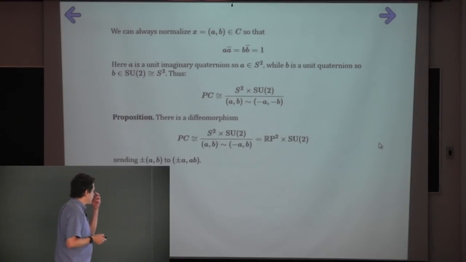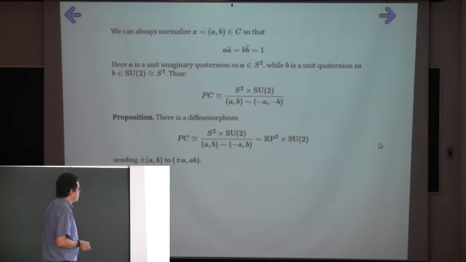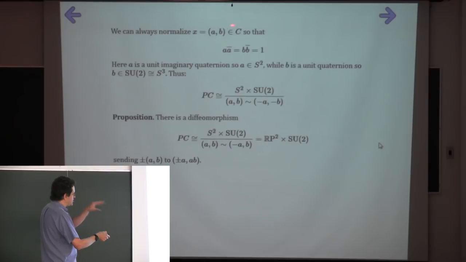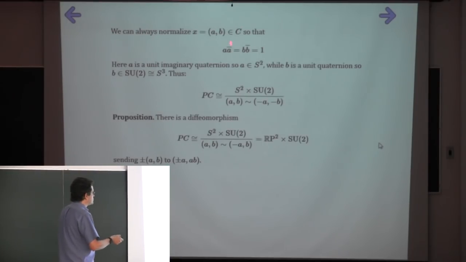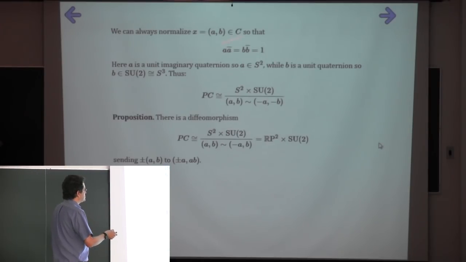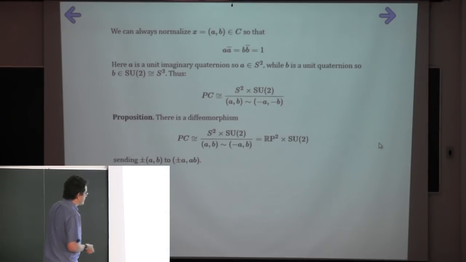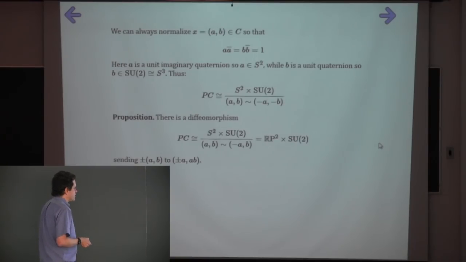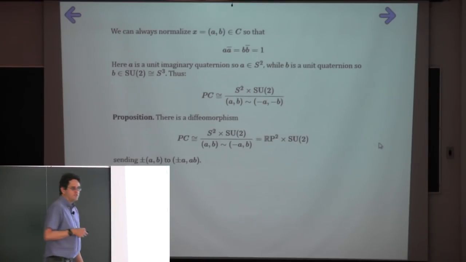So the projectivized light cone will consist of pairs like this, a guy in S2 times a guy in SU2, but we've gotten rid of some of the rescaling freedom by imposing this normalization condition, but not all of it, because we could still multiply A and B both by -1, and they would still obey this normalization condition. So we have to mod out by that equivalence relation to account for the fact that we're projectivizing. So that's one way to think of this G2 geometry.